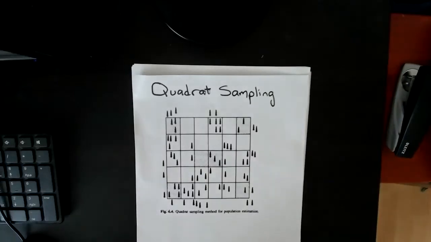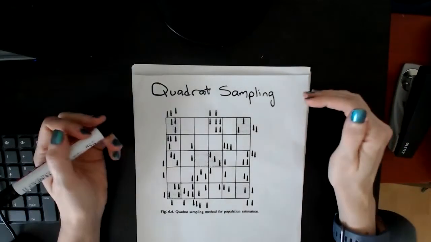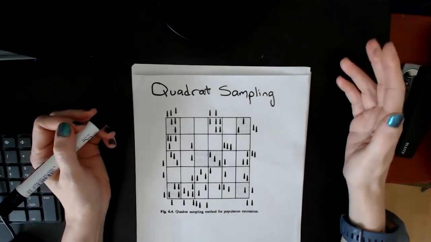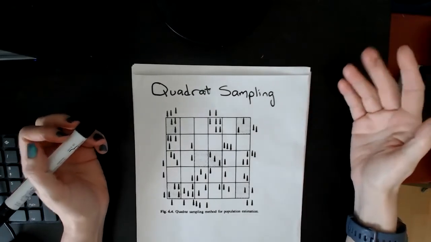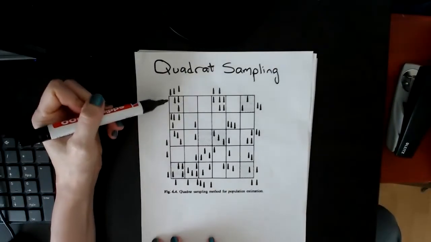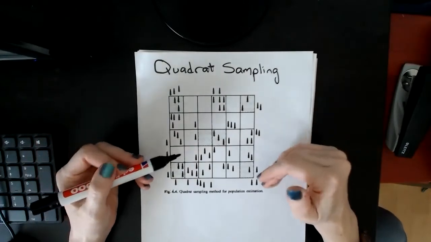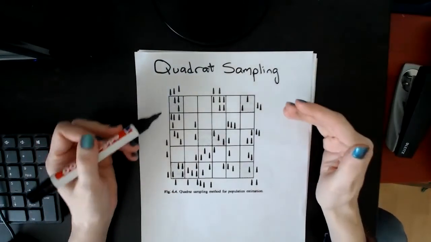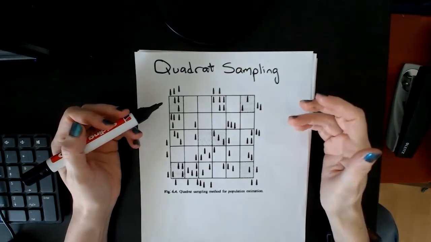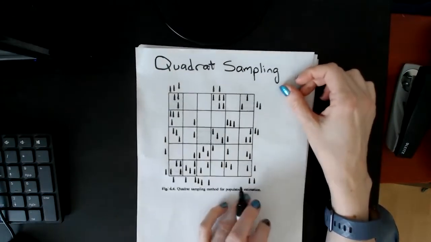Okay, so this is about quadrat sampling. I gave the definition for a population in the first video about the vocabulary. Quadrat sampling is a way of estimating the population of certain species in an area. If you want to estimate the population of trees in this field, you don't want to have to count every single tree. So instead, what you do is you mark off a certain area of the field.